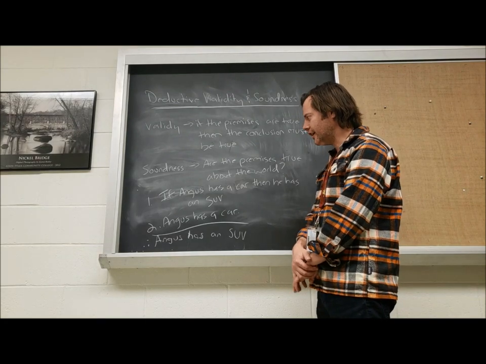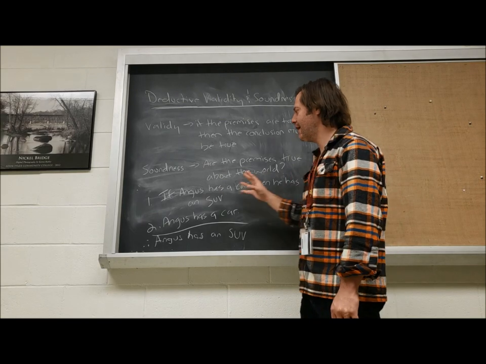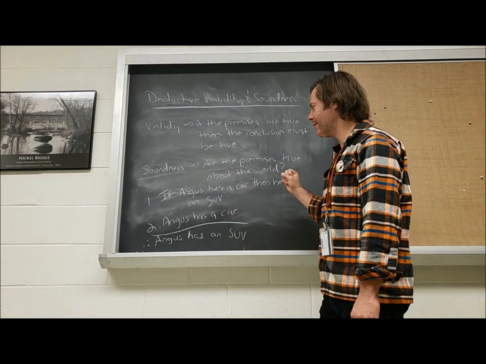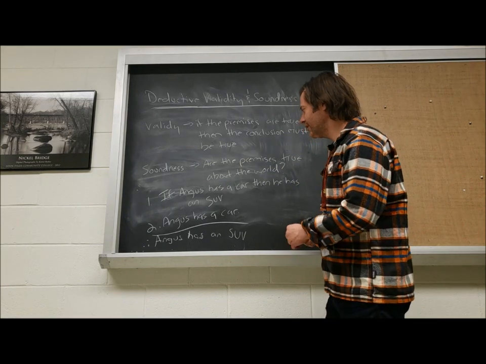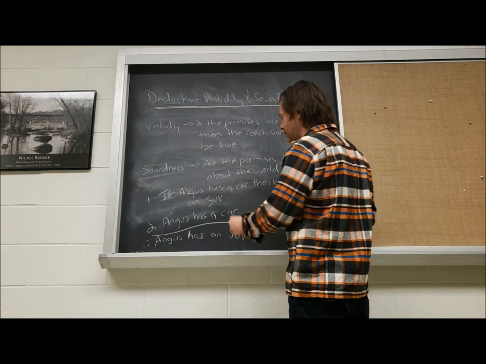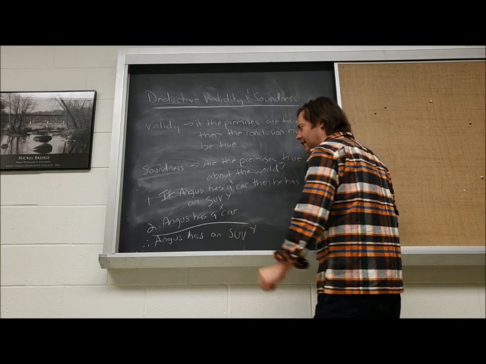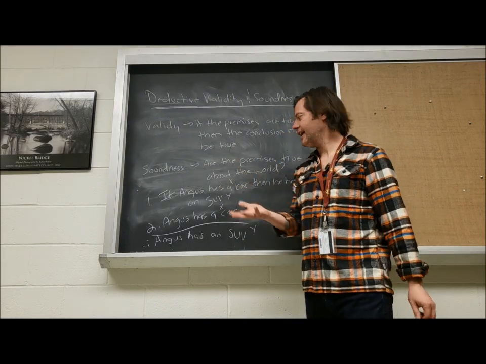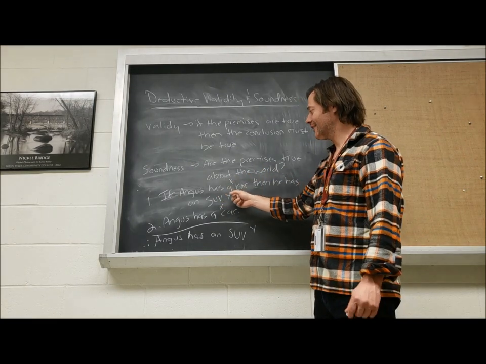Now, if we just look at what the premises say and assume they're true, so don't think of anything about what reality is really like. Don't think about what cars and SUVs are in the real world. Honestly, the best way to do this is not even worry about what a car or SUV is. Just assume that's X, that's Y, here's X and Y again. Angus has this thing, and we're assuming that if you have this thing, then you have this other thing. If you got X, then you have Y.